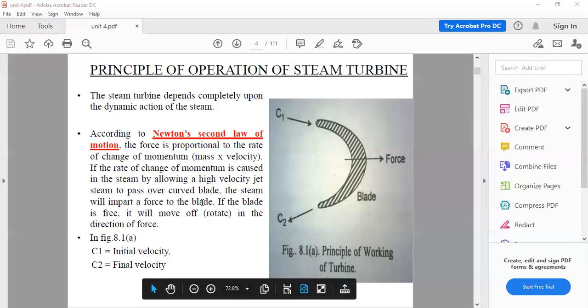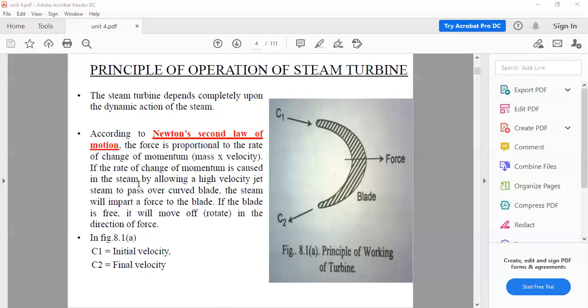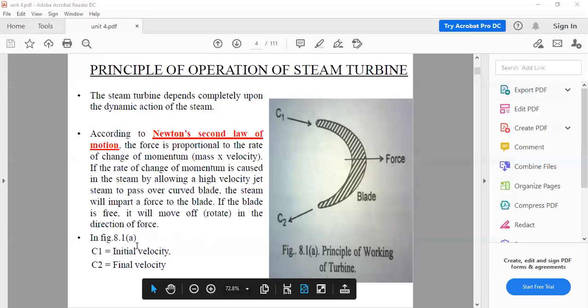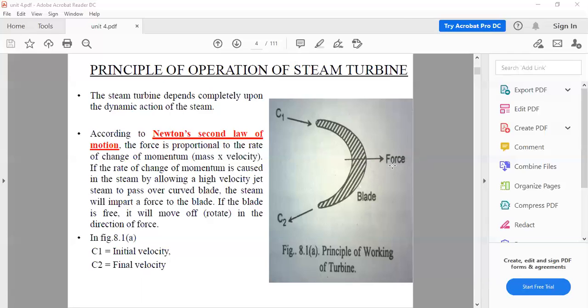See here, if the rate of change of momentum is caused in the steam by allowing a high velocity jet of steam to pass over a curved blade, the steam will impart a force to the blade. If the blade is free, it will move off or rotate in the direction of the force. So C1 is the initial velocity, C2 is the final velocity. We can see in this diagram steam enters from this direction and goes in this direction, the C2 direction, and the force acts in this direction. This is the blade and the force in this direction.